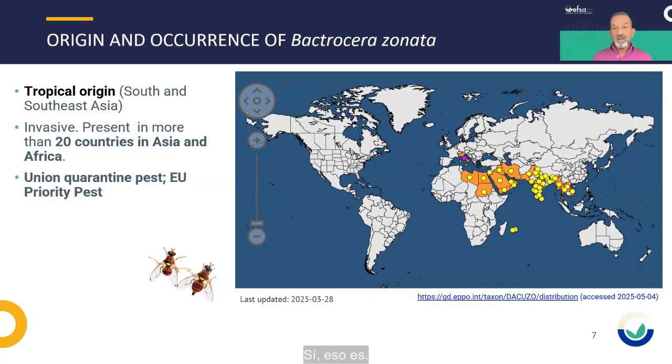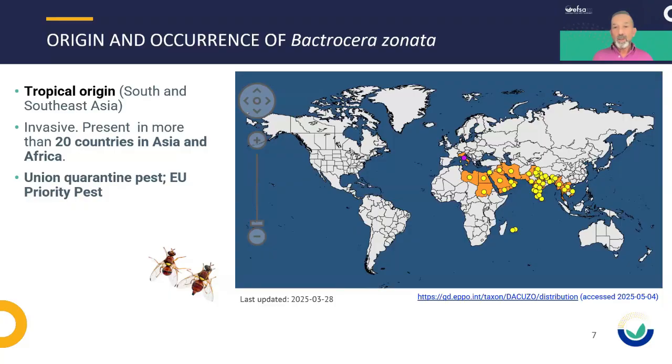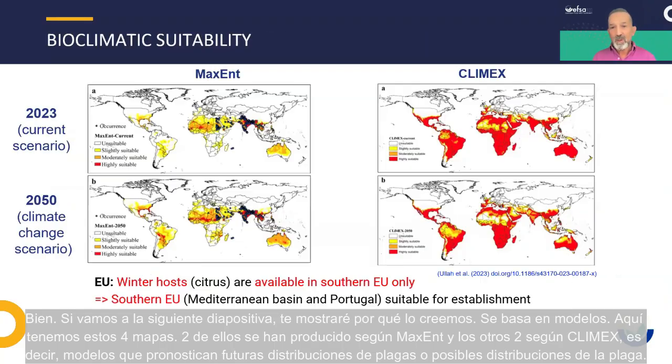Yes, that's it. And why do you think that this pest can become established in Surveyland? Okay, if we go to the next slide, I'll show you why we think that, based on modeling. Here we have these 4 maps. 2 of them have been produced according to Maxent, and the other 2 according to Climax. Those are models that forecast future distributions or potential distributions of the pest.